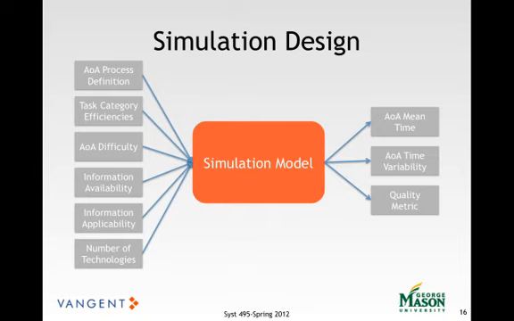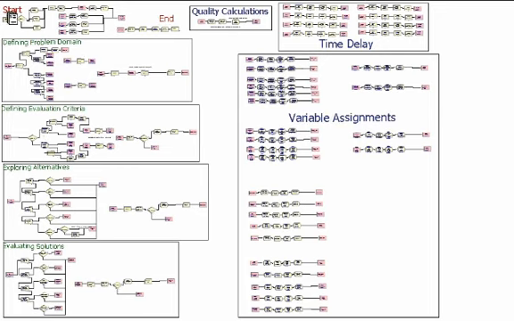The model outputs are the mean time duration for the AOA, the variability of the duration, and the quality of the AOA. What you see here is the model being executed. The white box moving around the model denotes the progress of the AOA, and you see on the left the structure of the model with the 4 AOA phases, and on the right the variable assignments and task duration and quality calculations on the top right.